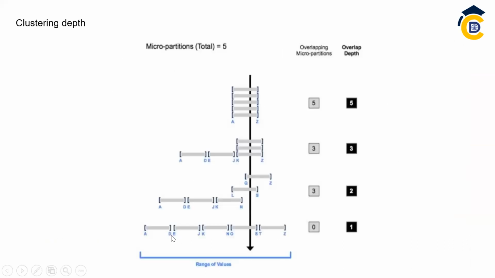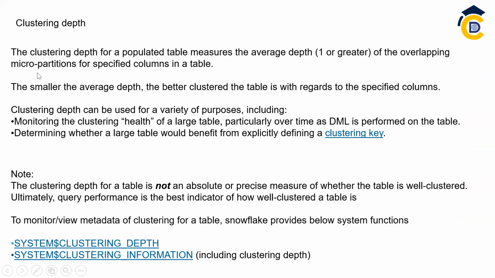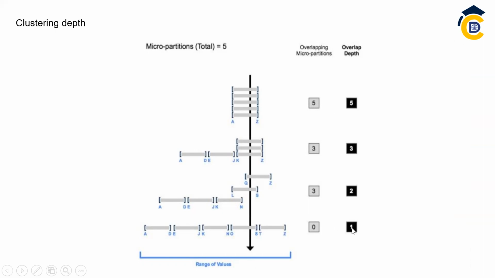And if you look at the last one, there is no overlap with any partition here. All have their own individual set of data which is not having overlaps with any other partition. So overlapping is 0, and whenever overlapping is 0, the depth is called 1. Okay, so this is the most ideal scenario, and we just saw that the smaller the average depth, the better clustered the table is.